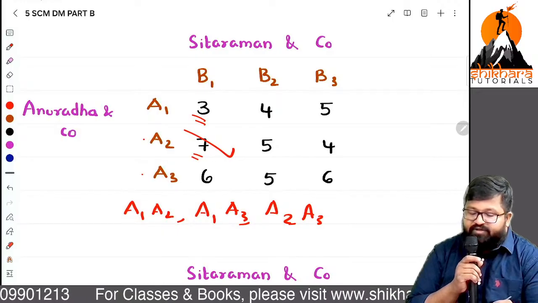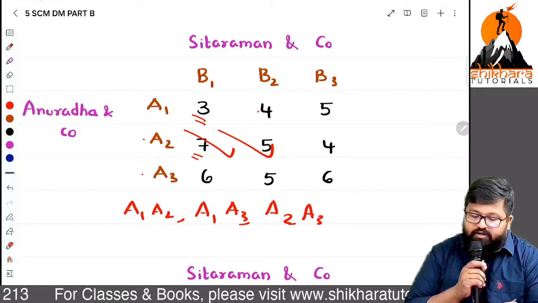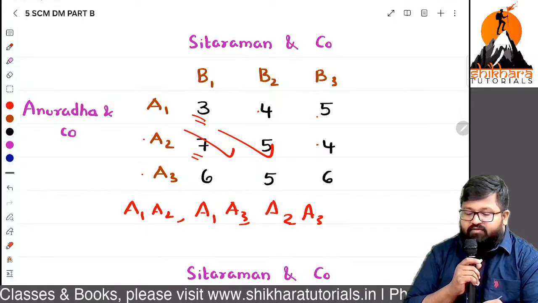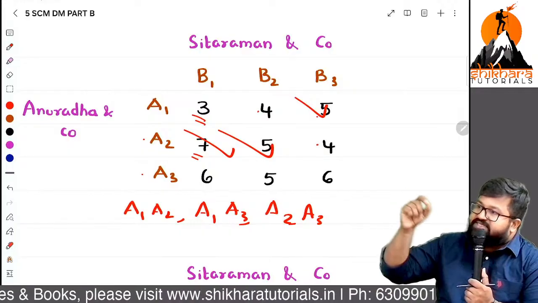7. Next, 4 and 5, which is highest? Okay, fine. What about next, sir? 5 is in A1. So tick marks are not present in the same row.